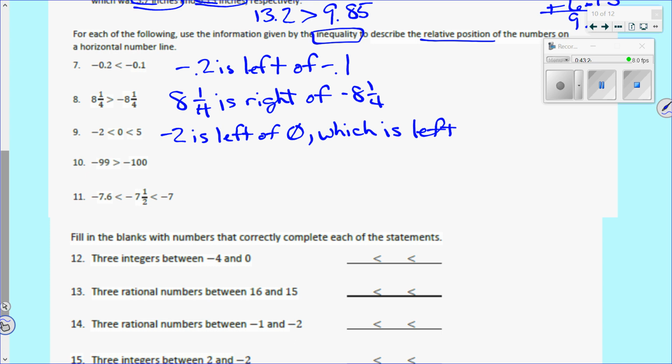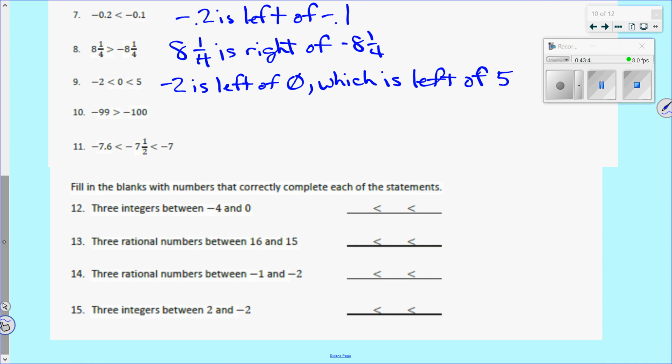Is it okay if we say greater than or less than instead of left or right? Less than, greater than is the relationship. The relative position is left, right, or up, down if I'm doing a vertical number line.